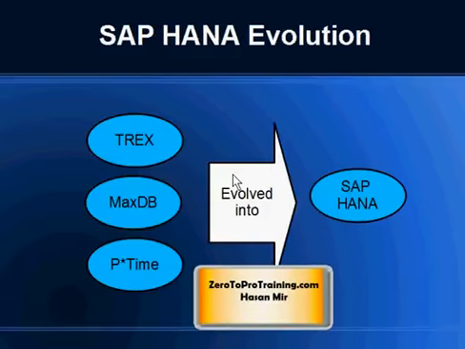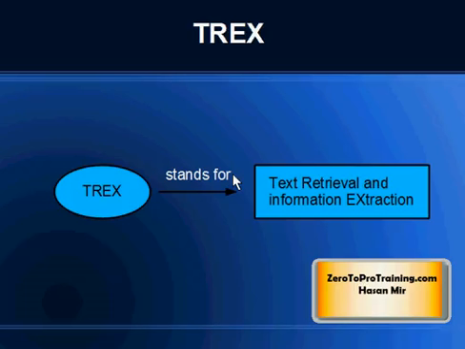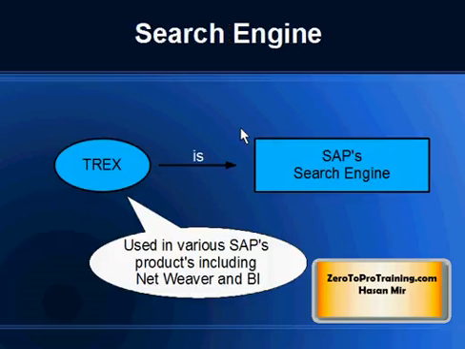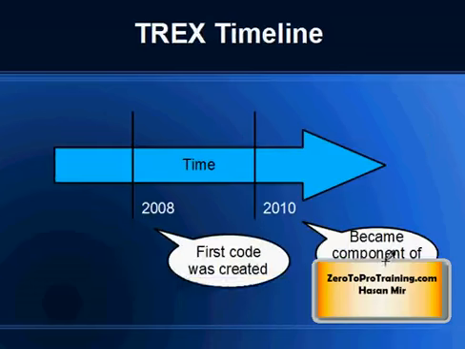So we can say that SAP HANA evolved from three different software that were owned by SAP AG company. Let's take a look at what these software are: TREX, MaxDB, and PTime. TREX stands for Text Retrieval and Information Extraction. It's a search engine that SAP created for various purposes. It is used in various SAP products like NetWeaver and Business Intelligence. It's a pretty sophisticated search engine.